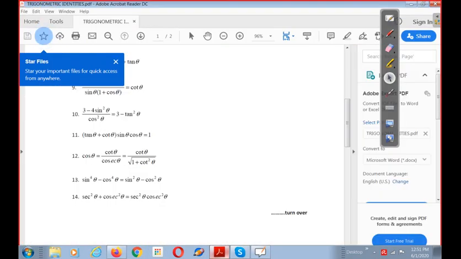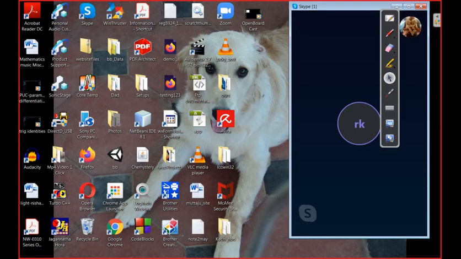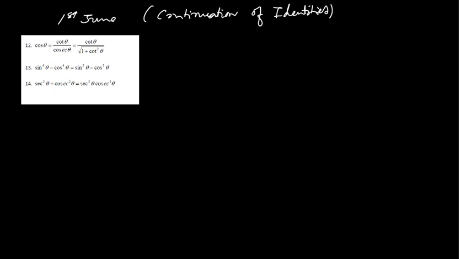Tan theta plus cot theta multiplied by sin theta cos theta equal to 1. So, the 11th question: tan theta plus cot theta, multiplied by sin theta cos theta, equals 1. This is what we need to prove.